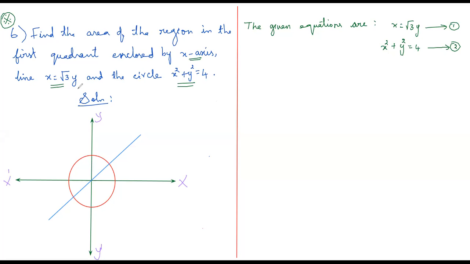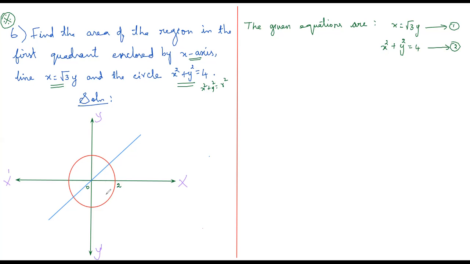Now the line x is equal to root 3 y. First, you draw the circle of radius 2. Here, it is of the form x squared plus y squared is equal to r squared, where r is the radius. So r squared is 4, so r is 2. And so the radius of the circle is 2. So you draw a circle of radius 2.